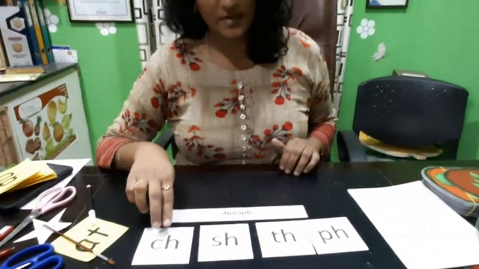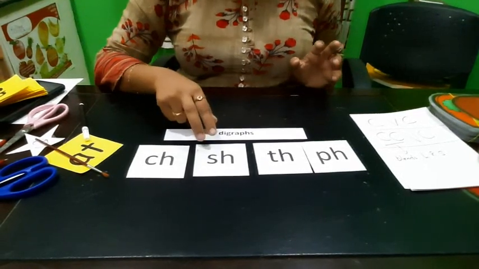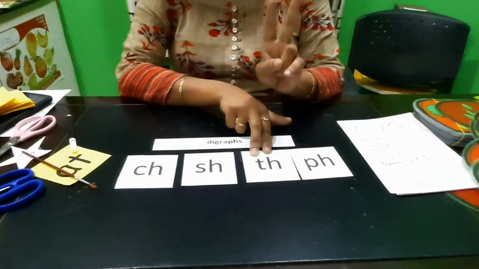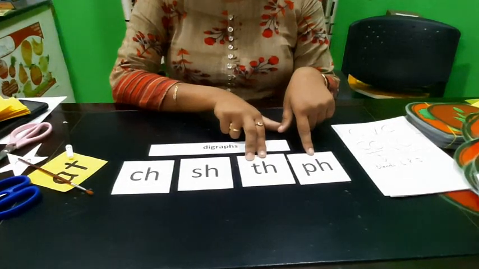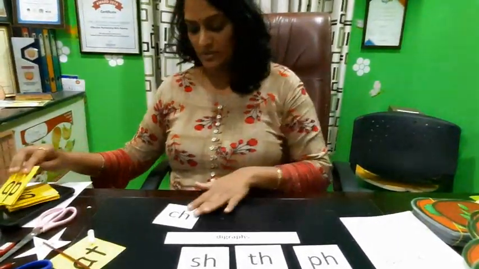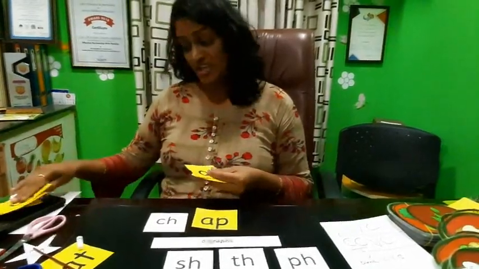So C and H, when they come together, don't make the sound k, rather they make the sound ch. S and H, when they come together, make the sound sh. T and H, when they come together, make two types of sounds: th and the. Okay. P and H, when they come together, make the sound f. The difference between the F sound and the PH sound is that it has a break. Okay, these are the digraphs. With these digraphs you can also form words like, for example, chap, chat and chin.